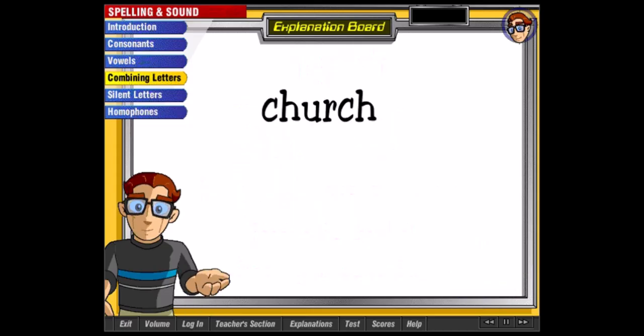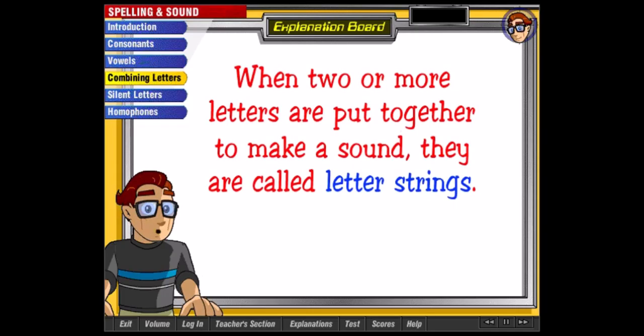There's no letter for the ch sound in church, for example. But by combining the C and H together, we create this sound. When two or more letters are put together like this, they're called letter strings.